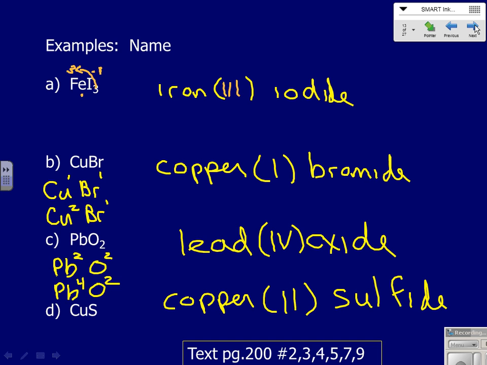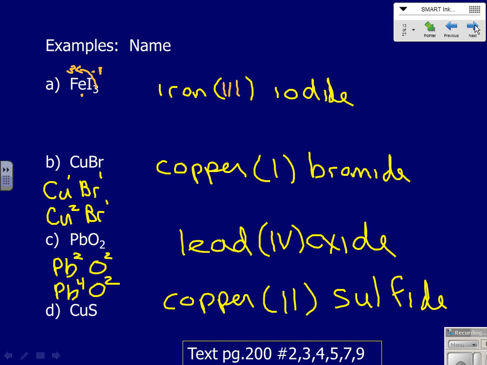It is wrong to put brackets and a Roman numeral for something that has only one charge. You see what I mean? The naming system is minimalistic. If it only has one possible charge, like sodium, it is wrong to say sodium 1 chloride. It's too much information. There's no need for the 1 because it only has one option. But if there's more than one charge, like in a copper, you can say copper 1 chloride.